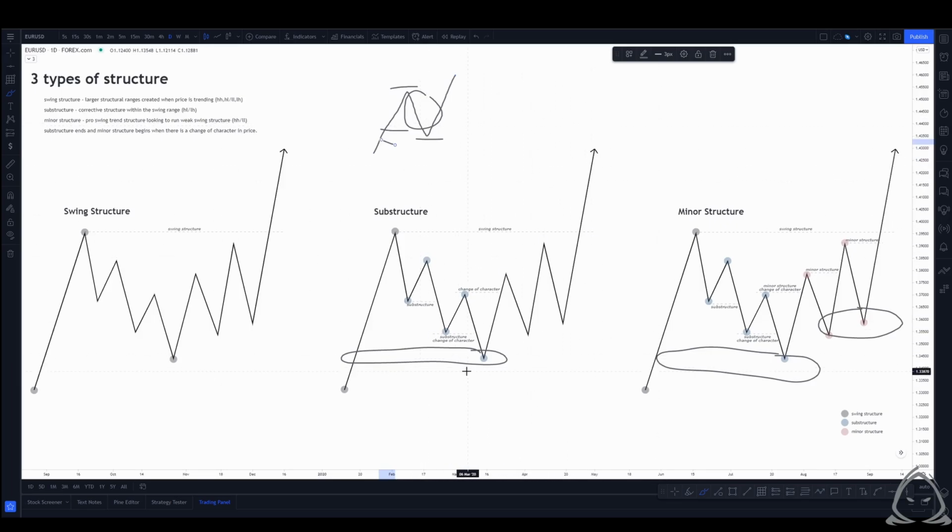Now, of course, we don't necessarily have to look for entries at that particular point, at that higher low, if we didn't have enough confirmation. We don't have to be the first ones into a trade. We can wait for additional confirmation.